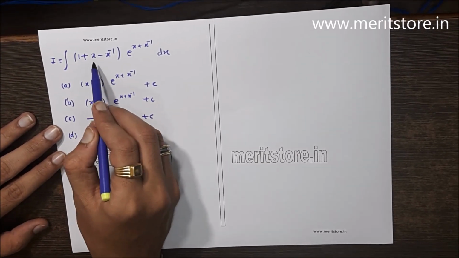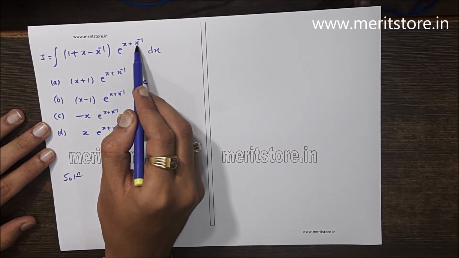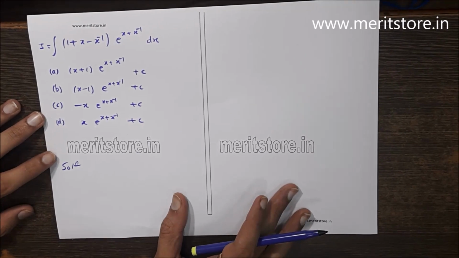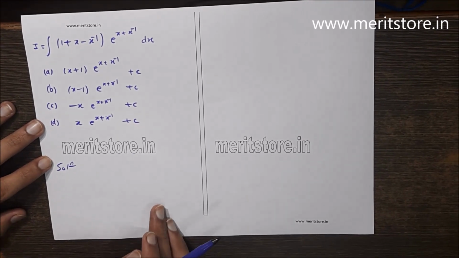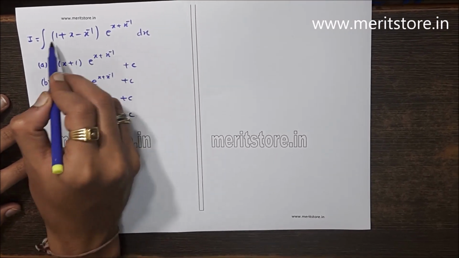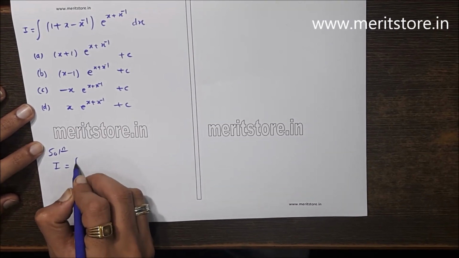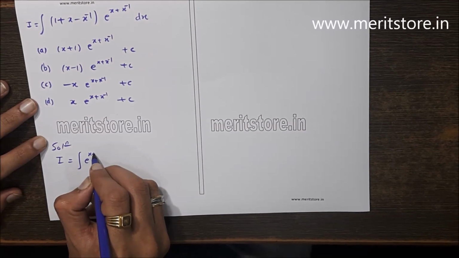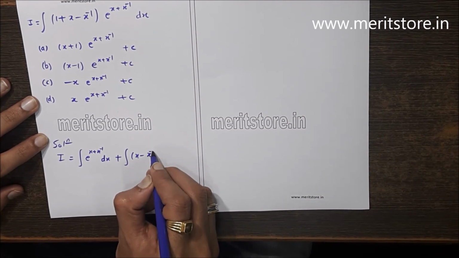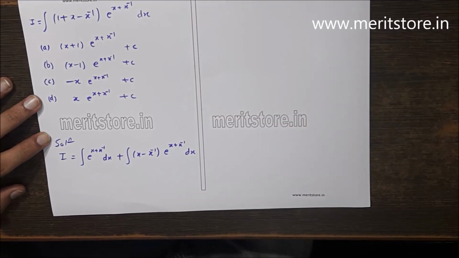Integral of 1 plus x minus x raised to minus 1 e raised to x plus x raised to minus 1 dx, and the options which follow. When I'm starting with the solution, I'm keeping the x terms with the e and I'm separating this one. So the integral will now look like integral of e raised to x plus x inverse plus x minus x inverse e raised to x plus x raised to minus 1 dx.